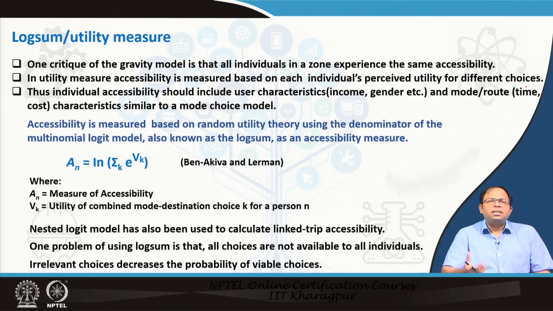But utility basically is the benefit that a person can derive out of a particular choice, or the choice could be anything. Choice could be for a mode, choice could be for a location, any kind of decision that you take, you compare multiple options, and then you choose the opportunity which has got the highest utility. So utility measure varies based on many things. It is based on the person's characteristics, because different people may feel utility in a different way.